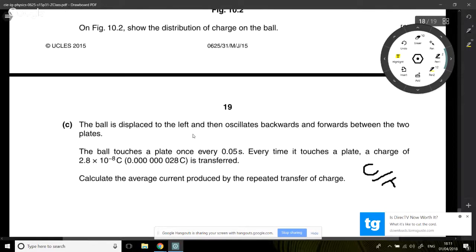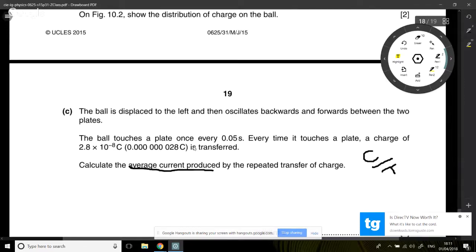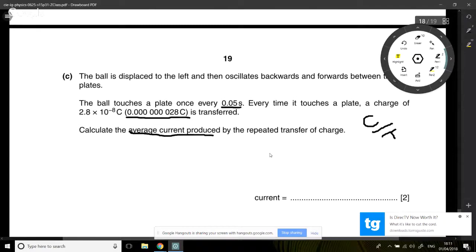And it says calculate the average current produced by this process. We basically know how much charge it transfers each time, and we know how often this happens. So we just take the charge, divide it by the time, and we get the current. So that's quite an easy question.